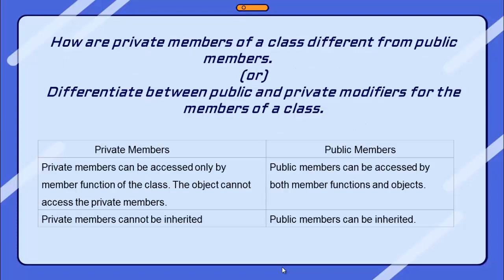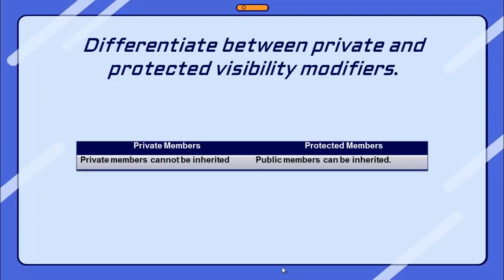Differentiate between private members and public members. Private members can be accessed only by the member functions of the class. The object cannot access the private members. Public members can be accessed by both member functions and the objects. Private members cannot be inherited. Public members can be inherited.